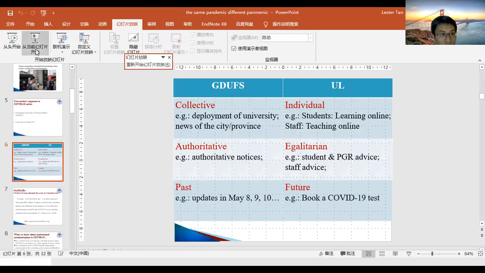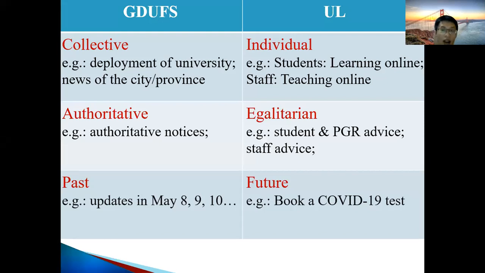findings. We summarize our analysis here. The Guangdong University of Foreign Studies adopts a collective perspective, introducing the deployment of the university and the news of the whole city and province. It also adopts an authoritative position, introducing authoritative notices. And the events in their pandemic section are mainly about past events, like the updates on May 8 and 9-10.